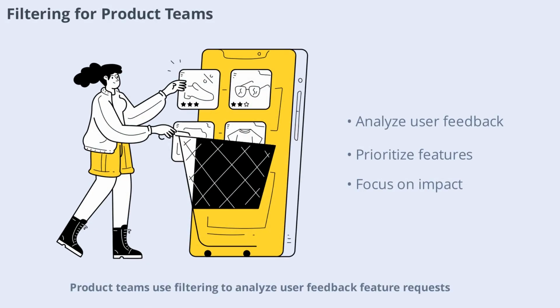Product teams use filtering to analyze user feedback, feature requests, and bug reports. By narrowing down the data, they can focus on the most impactful issues and prioritize development work.